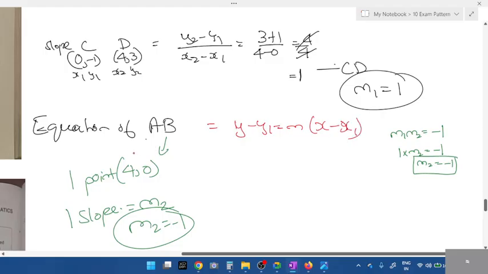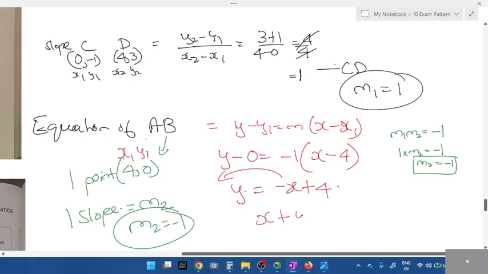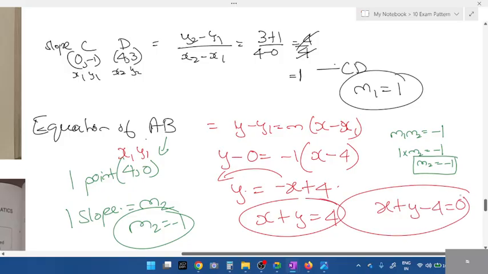Just the B value is given, take that as x1, y1. Y value will not be given. Y minus y1, that is 0, is equal to m, which is minus 1, into x minus 4. Y minus 0 as it is, minus into minus is plus 4. If you rearrange this, if you make x positive, x plus y is equal to 4 is the answer. Or you can even write x plus y minus 4 is equal to 0.